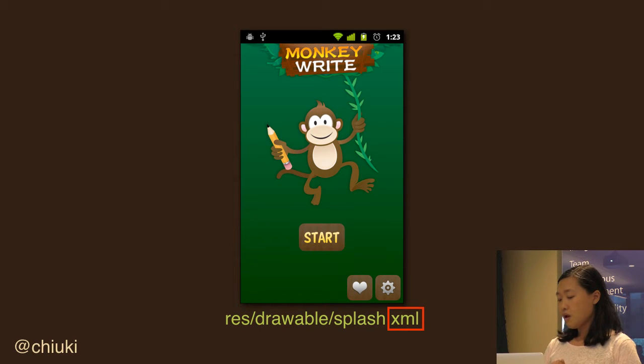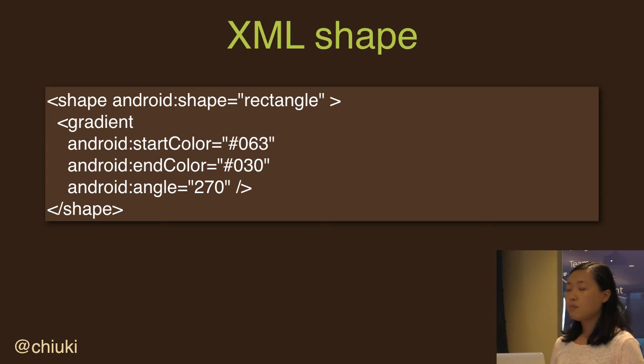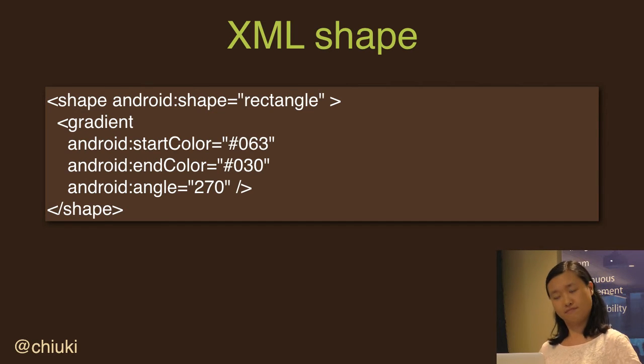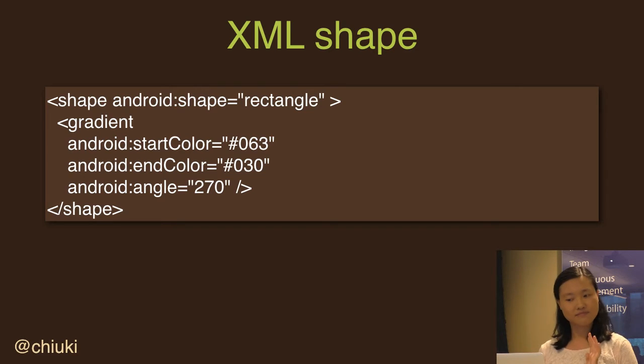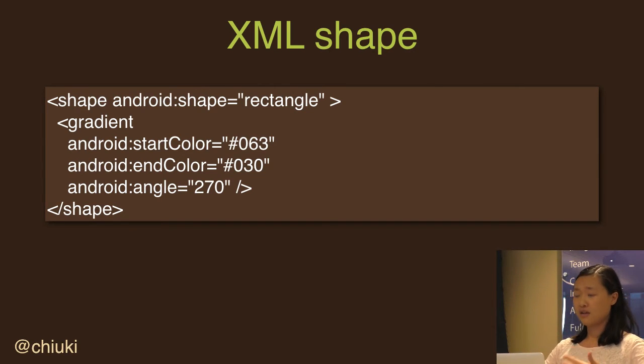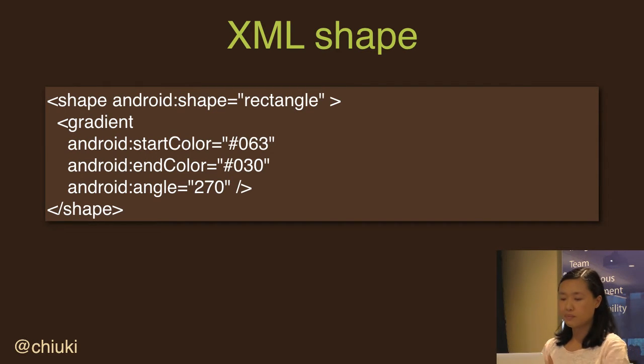Notice that when I specified this is the default one, it's .xml, versus previously we had a .png. So in Android, not only can you give image files to use as images, you can provide XML drawables. XML drawables tell Android in a declarative way what to draw. That particular background, I'm sure everybody is very well versed in hex code, right? So the start color is 063, which is a shade of green, and the end color is 030, which is a darker shade of green. So you tell Android essentially, I want a gradient that goes from this shade of green to that shade of green, and the angle is to configure from which side the gradient sweeps.